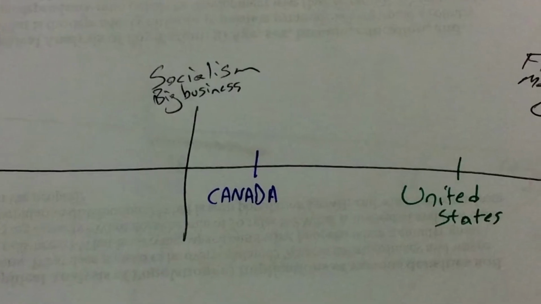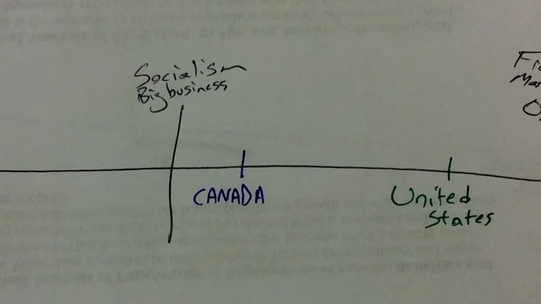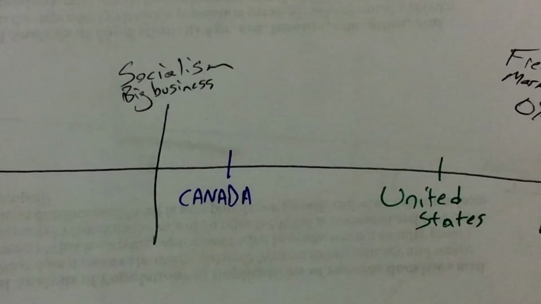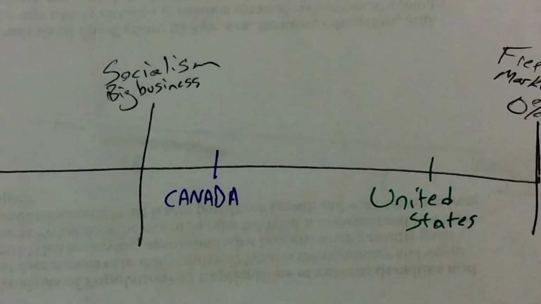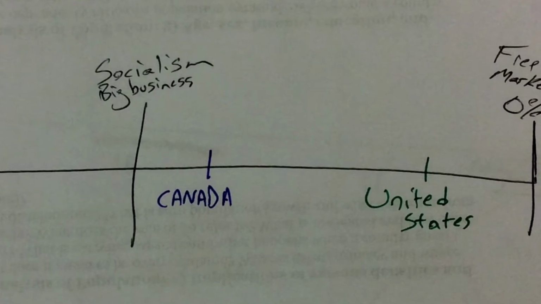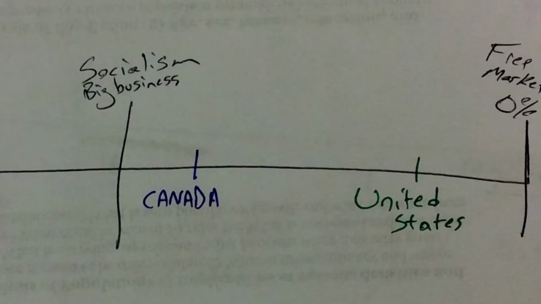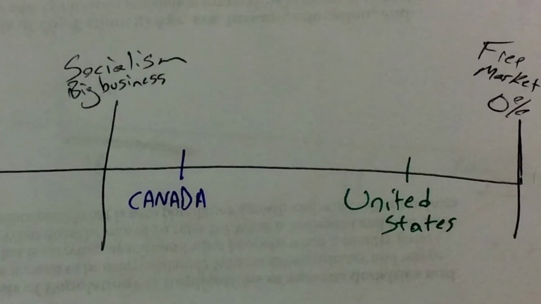The United States is closer to free enterprise and free market than Canada is. We are not all the way on the far right, but we are close. Again, we are moving more and more left as the government controls the economy more and more, but we are further right than Canada. Canada is closer to socialism than the United States is. So make sure that you identify that in regards to the economic spectrum.